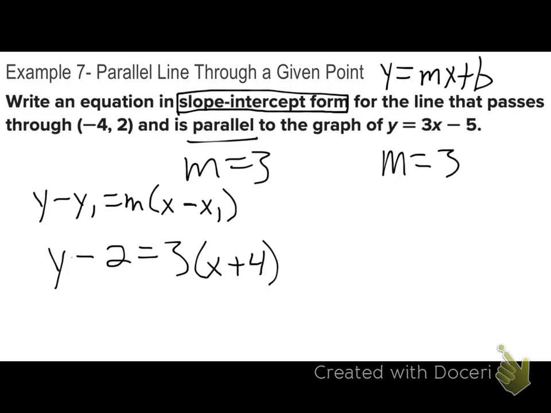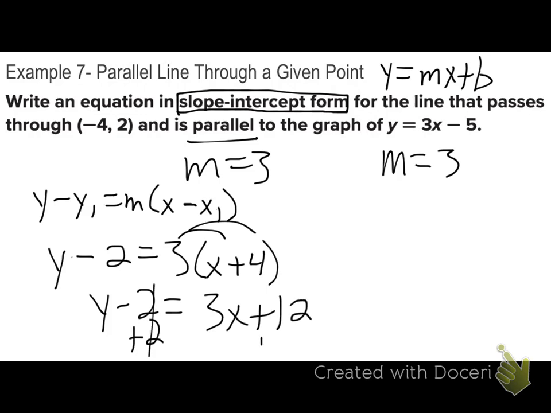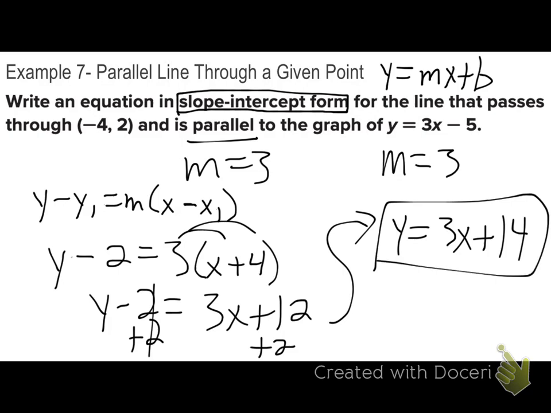So like someone said, I need to solve this equation for y now. How would I do that? Distribute. y minus 2 equals 3x plus 12. Add 2 to both sides to get y by itself. Sorry, I'm moving fast. We're running out of time. 12 plus 2 gives me 14. There's my equation in slope-intercept form.